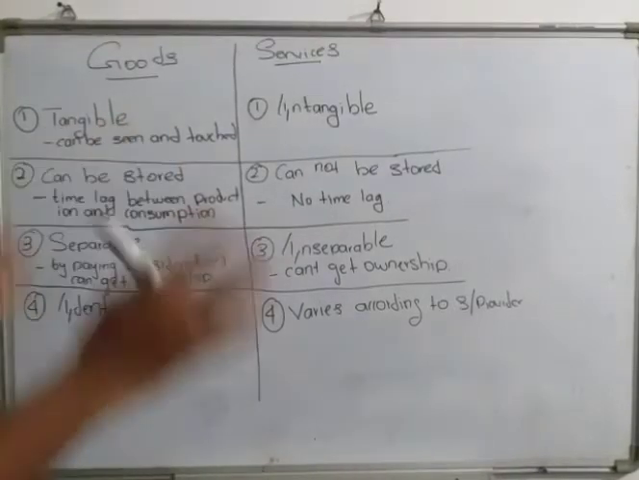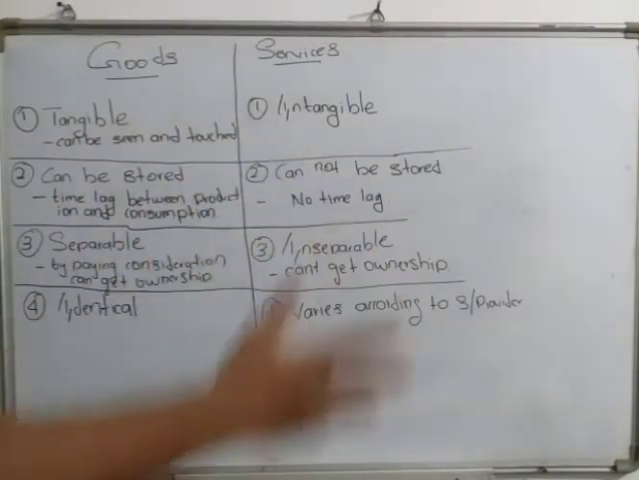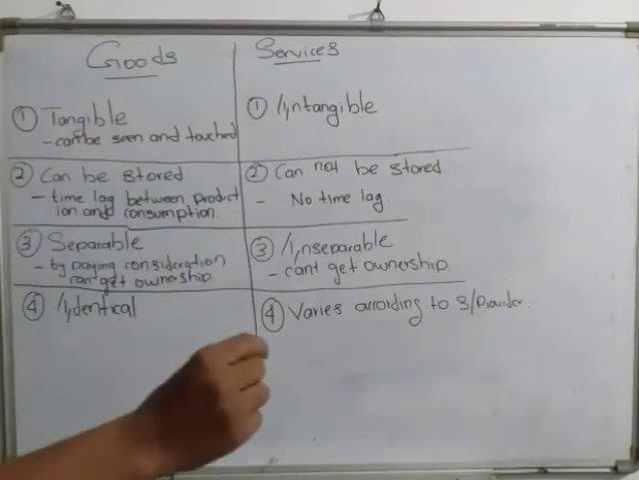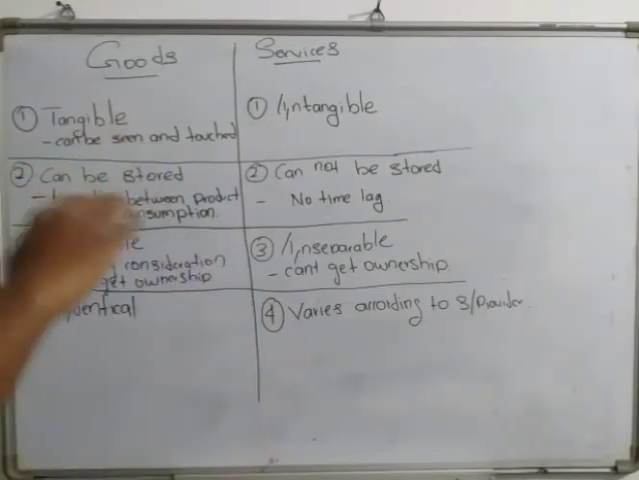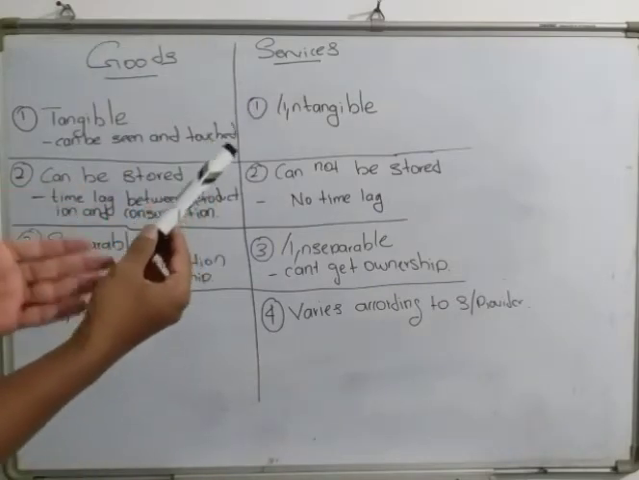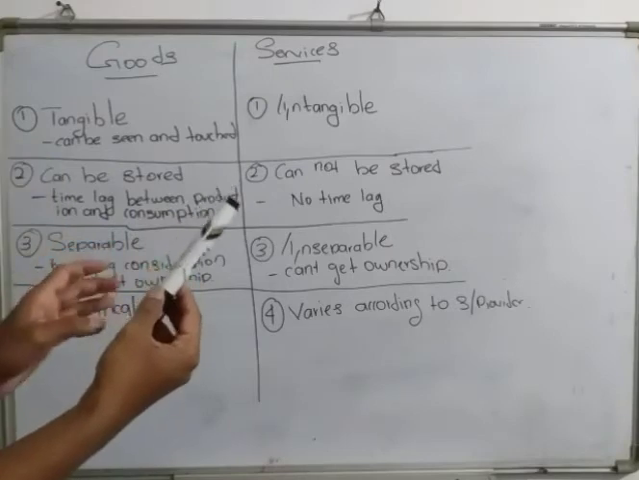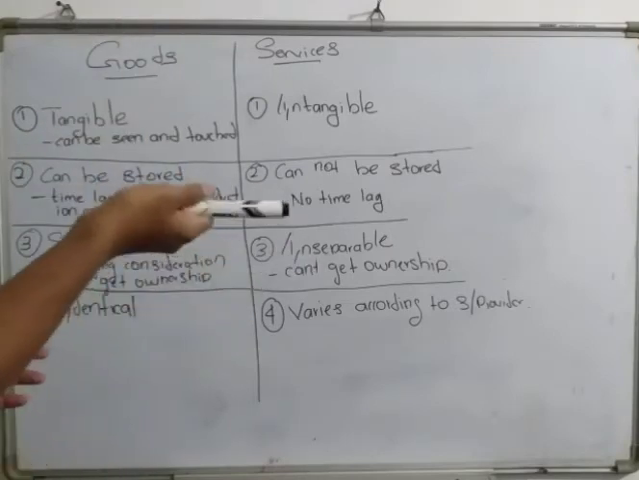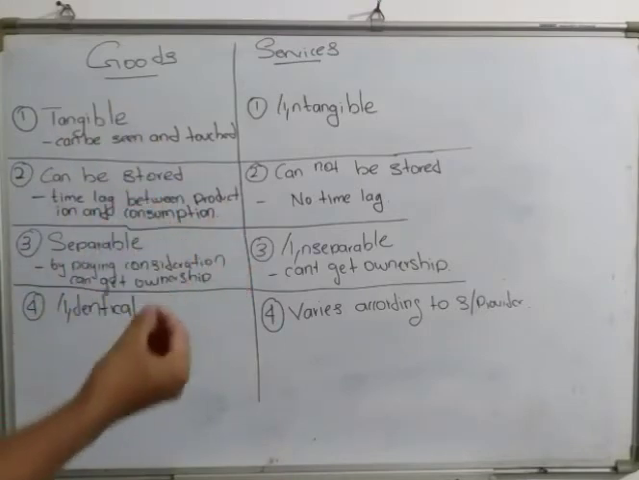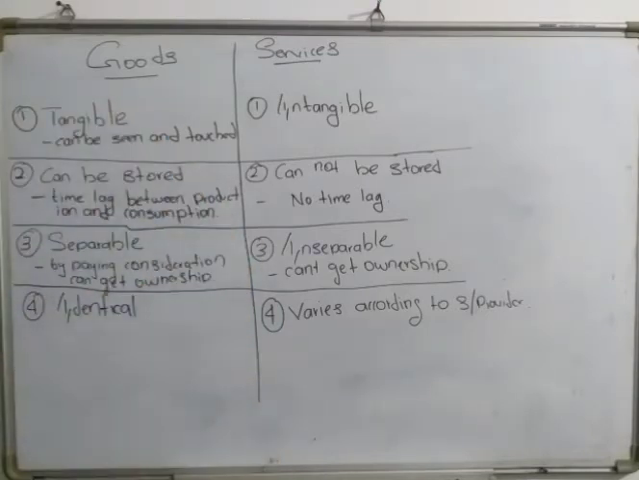Goods are tangible, services are intangible. Goods, you can see them and touch them. Service, you can't see it, you can't touch it, but you can get benefit from that service. For example, a marker pen, you can see it as well as touch it and hold it. But you can't see or touch the service.